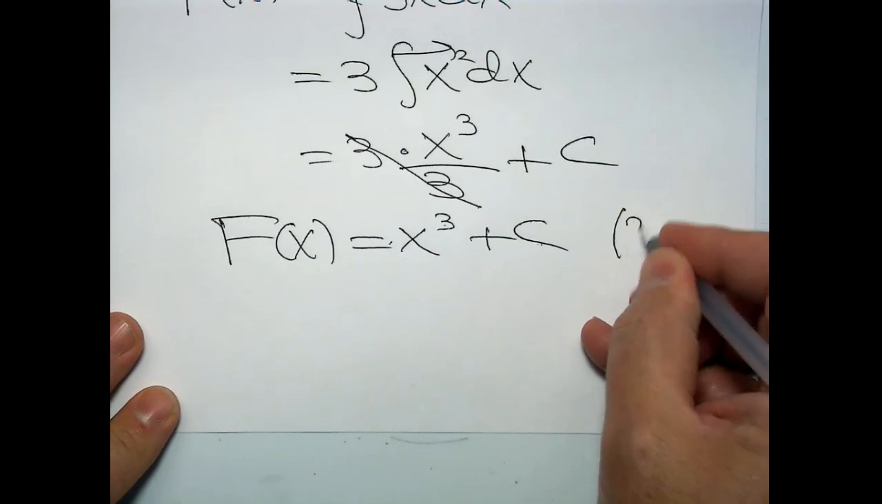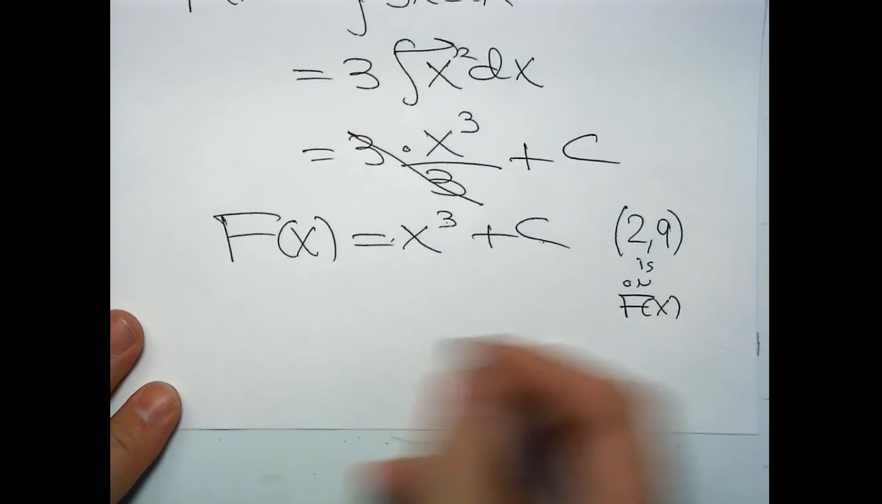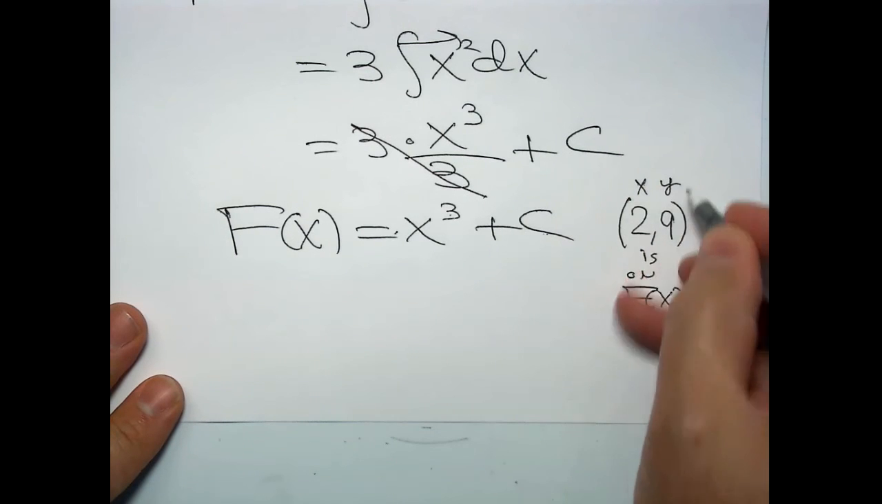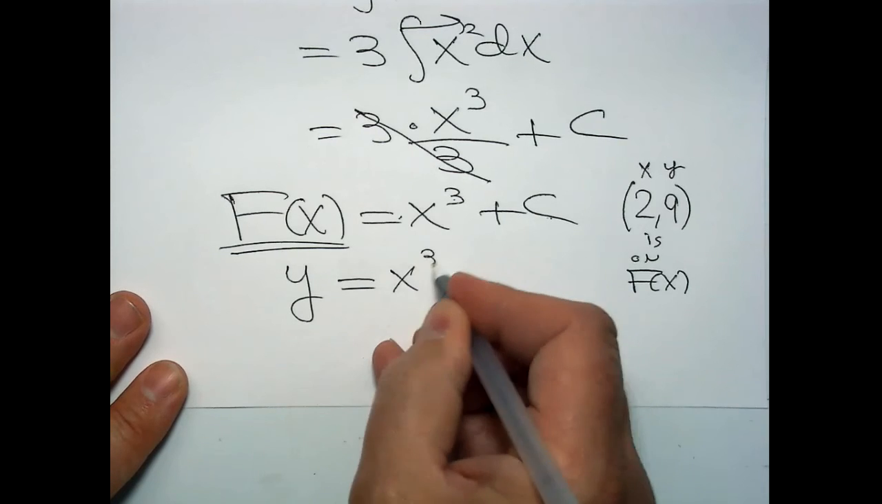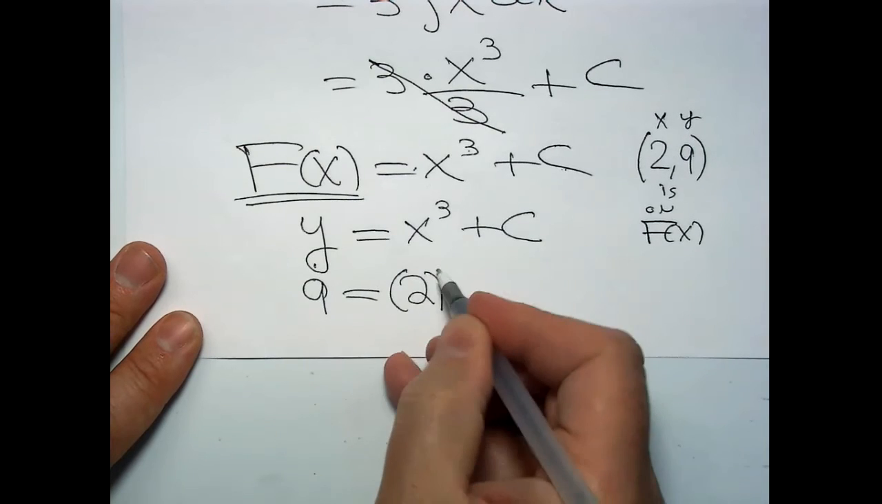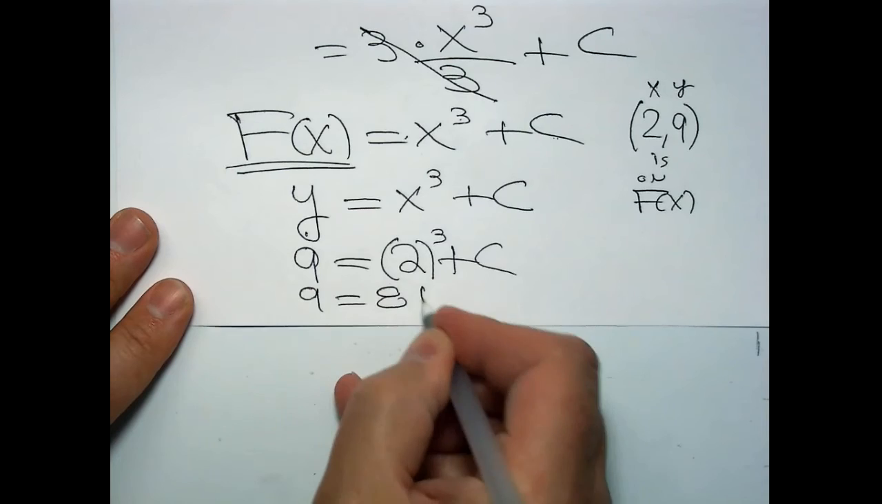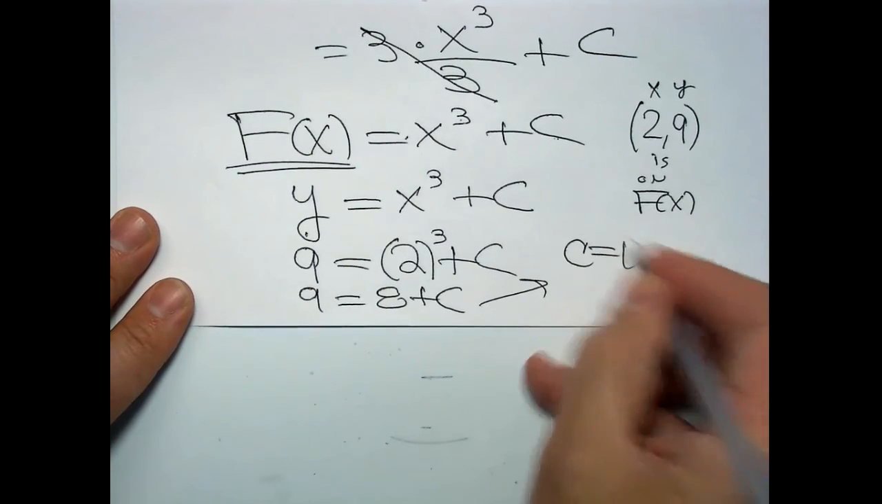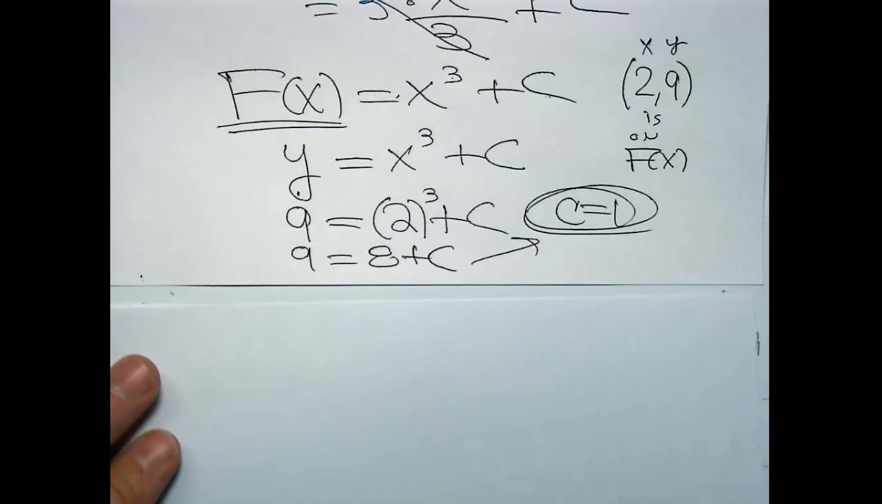However, 2 comma 9 is on capital F of x. So this is the x value and y value that are on this function. So let's call this function y for a moment. Now when y is 9 and x is 2, I wonder what c is supposed to be. Solve for c, and c is 1. So I don't want you to finish there. I want you to complete the problem and tell me what the particular solution is.